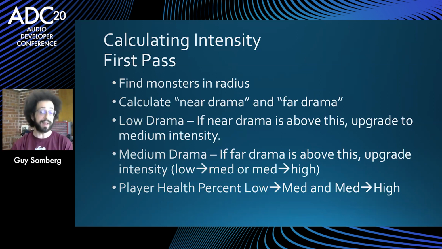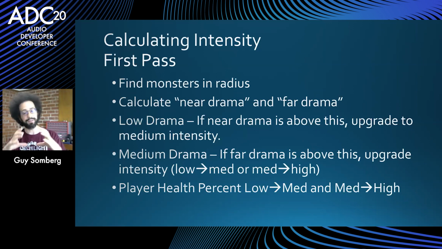So we used the same value for the music. We said, well, we'll just calculate the drama of the nearby monsters and the far monsters. The low drama is we look at the nearby monsters, and if the near drama is above a particular value, then we would upgrade the music to medium intensity. And then we had a medium drama, where if we look at the far drama value of the outer radius, and if it's above a particular value, then we would upgrade the intensity from low to medium or from medium to high.